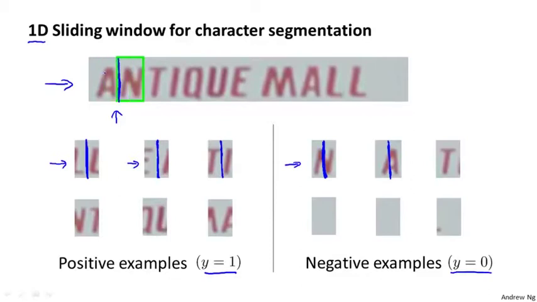Then we slide the window over again. Hopefully the classifier says don't put a split there; slide over again, and hopefully it says yes, put a split there, and so on. We slowly slide the classifier over to the right, and hopefully it will classify this as another positive example, and so on. We slide this window over to the right, running the classifier on every step, and hopefully it tells us the right locations to split this image up into individual characters. And so that's 1D sliding windows for character segmentation.